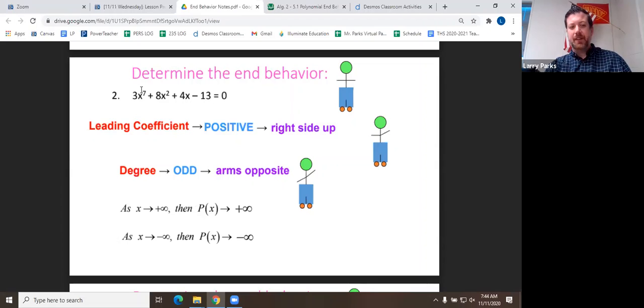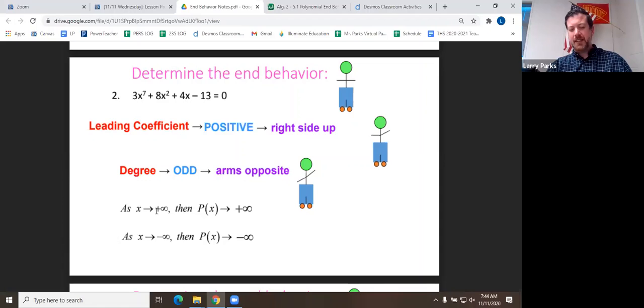And then I identify that the degree is odd. So if I went up to the right, odd is going to do the opposite on the left. So it's going to go down. So that's why his hand is down on one side, up on the other. The way you write that, as x approaches the left forever, it goes down forever.